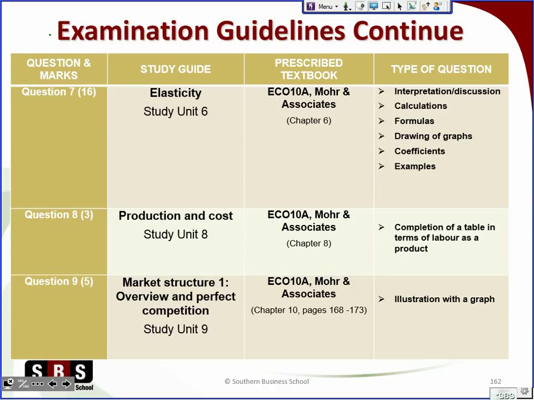And then question 9 is for 5 marks. That's on chapters 10. Those are more or less the pages. Market structure, overview and perfect competition. And that will be an illustration with a graph. Okay, as we go through the presentation, I'll highlight what it's all about.